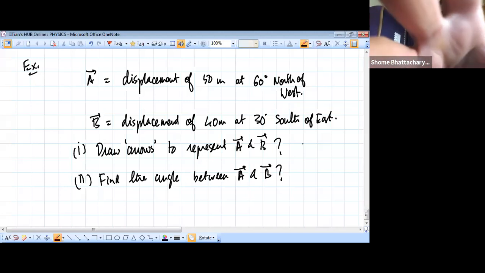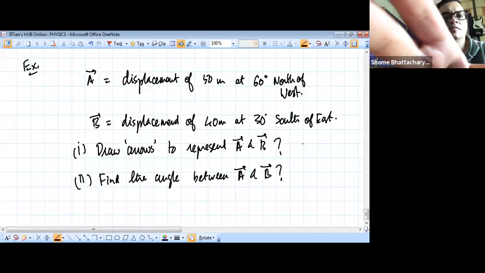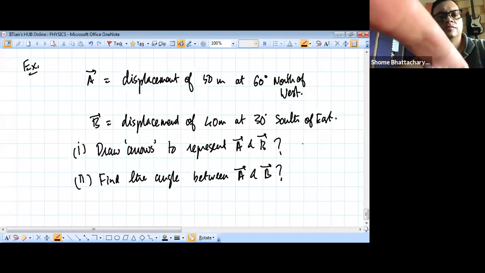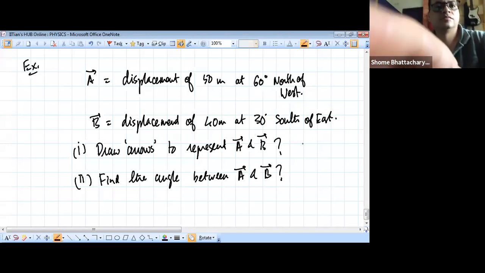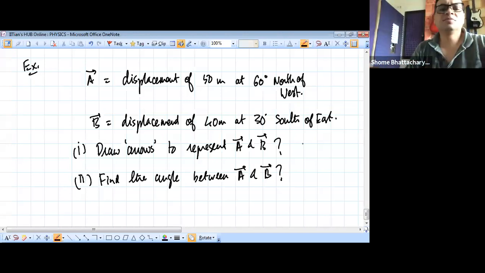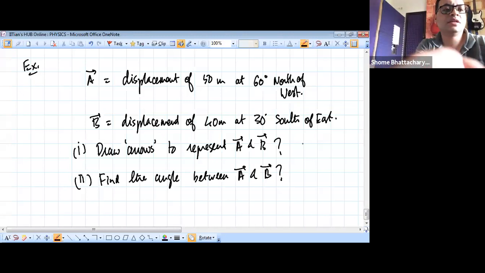Very good, that's correct, Kshitij. No, what is the definition of displacement, Sagar? Displacement is just the line from initial to final point. Okay, so displacement just means that.